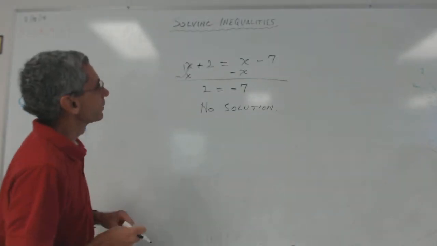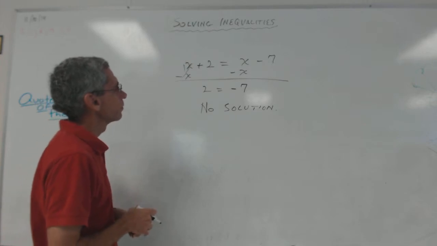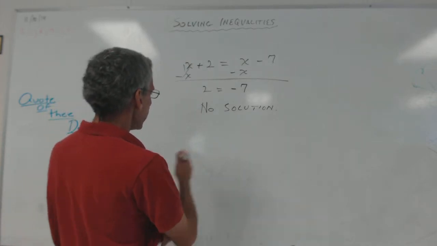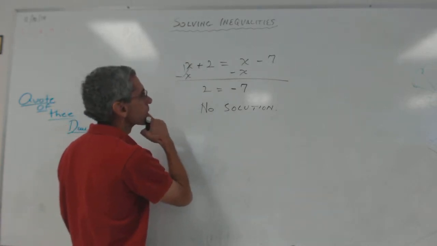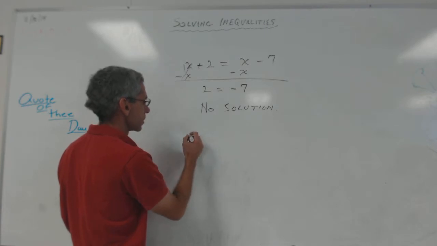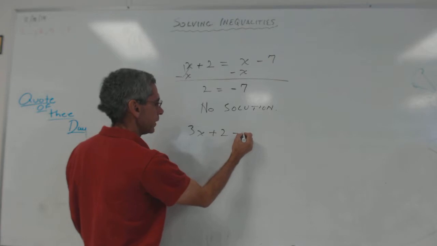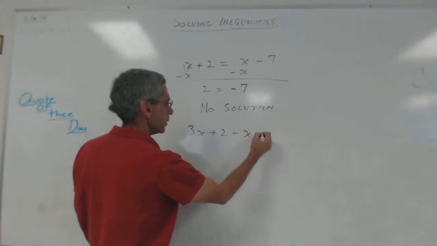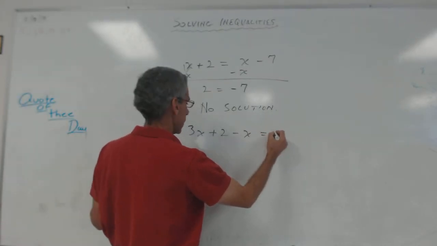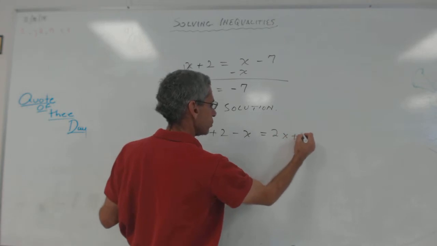Now, what about this? What if I gave you 3x plus 2 minus x equals 2x plus 2?